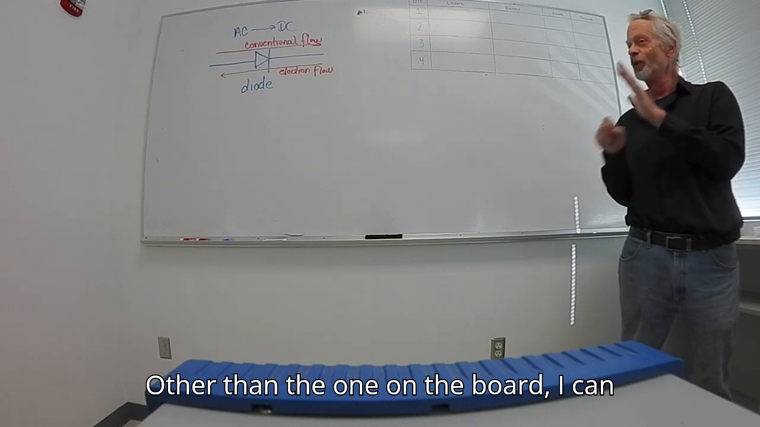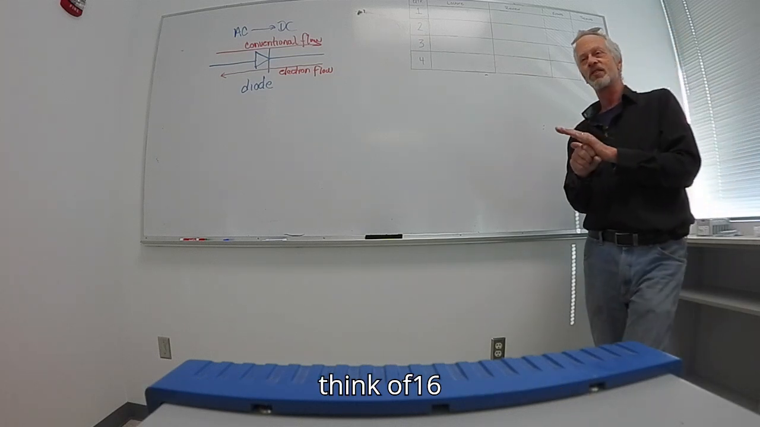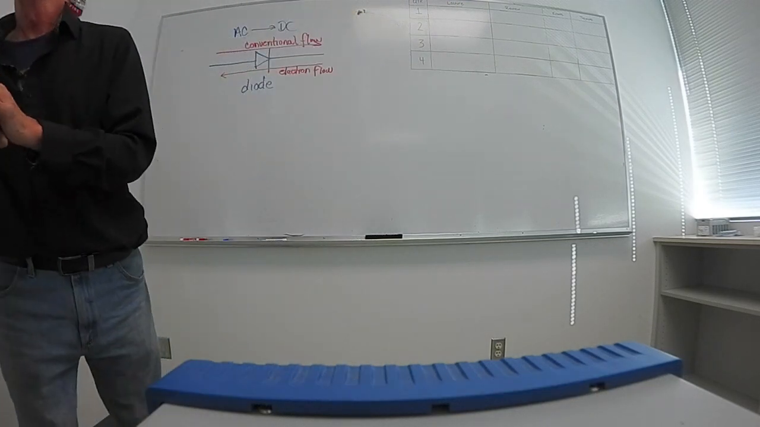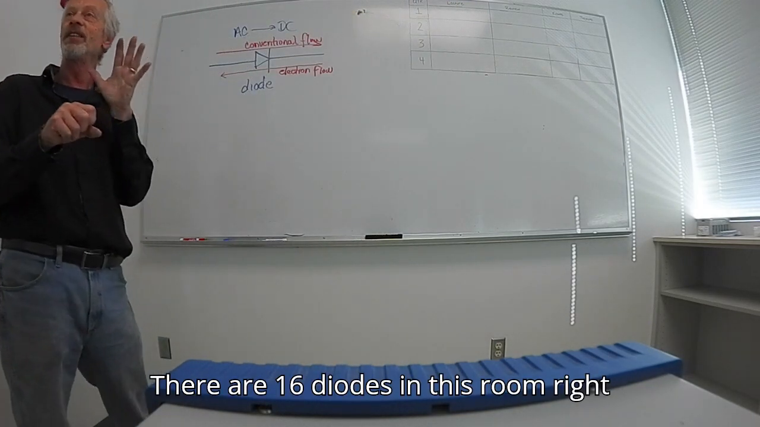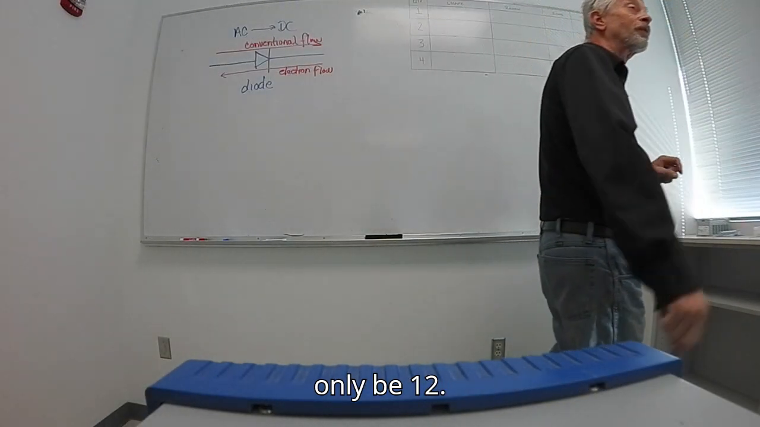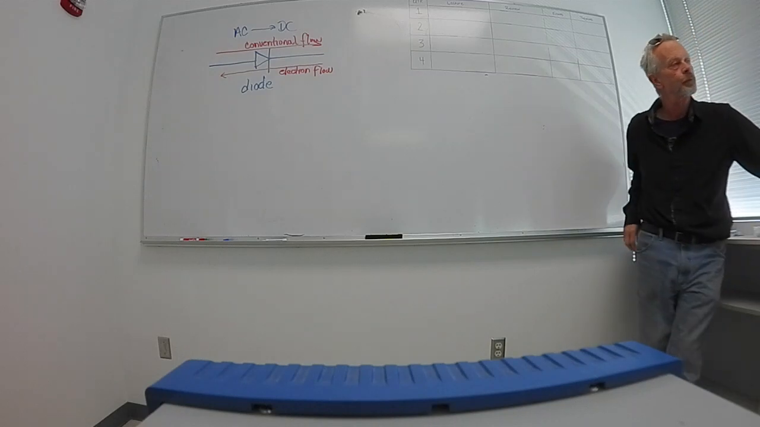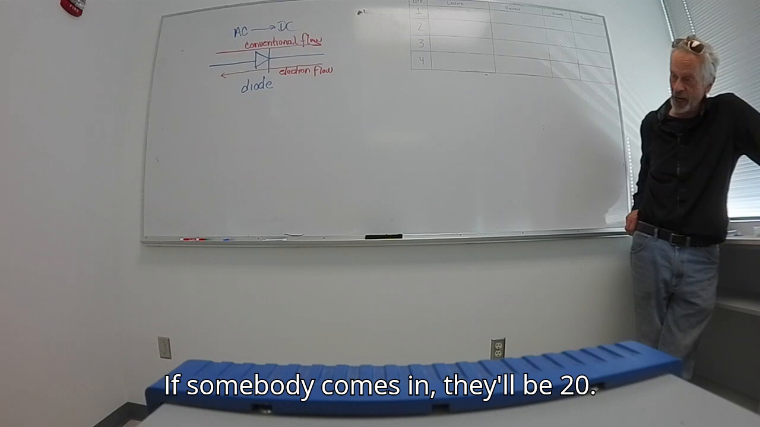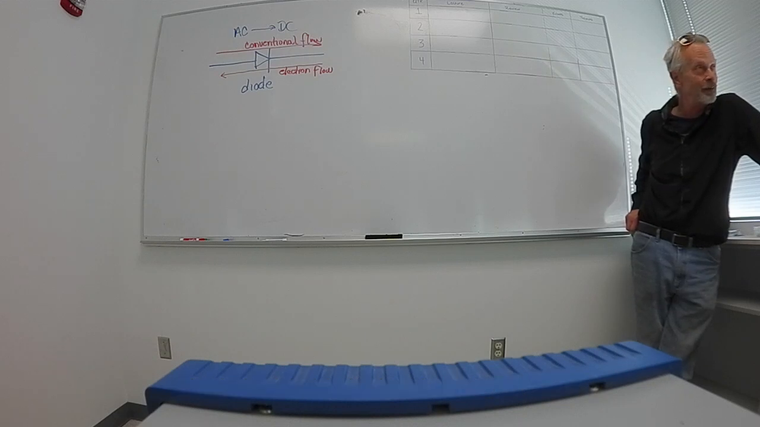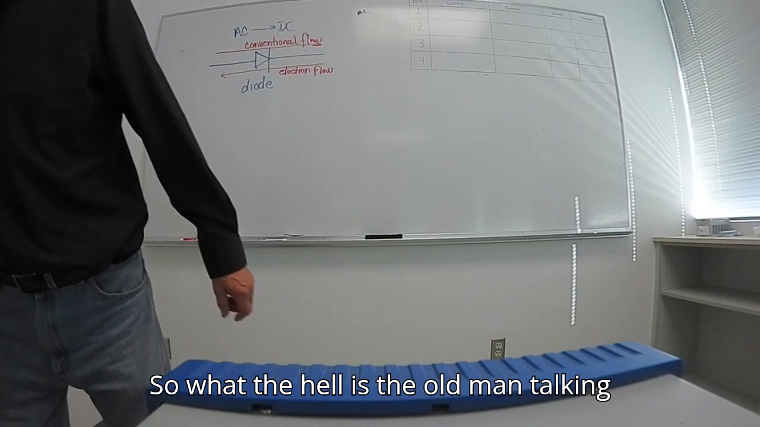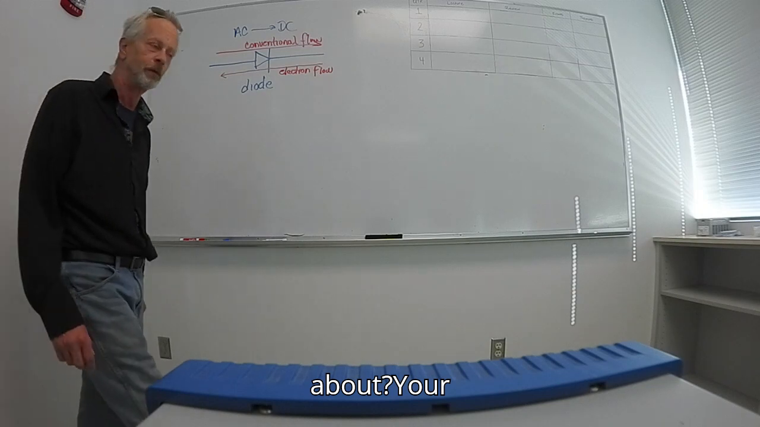Other than the one on the board, I can think of 16 diodes that are in this room right now. There are 16 diodes in this room right now, and if one person leaves, there'll only be 12. If somebody comes in, there'll be 20. So what the hell is the old man talking about?